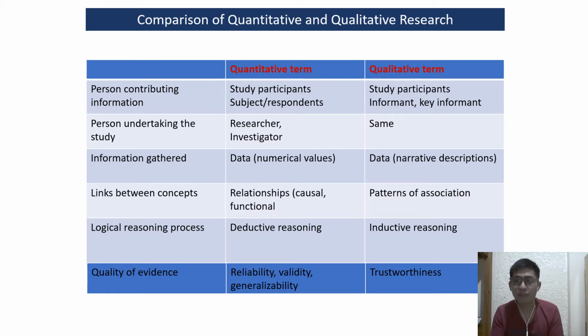The logical reasoning process is deductive and inductive. Deductive is from general to specific. Inductive is from specific to general. Now, the quality of evidence in quantitative research is reliability, validity, and generalizability, and for qualitative research it is trustworthiness.